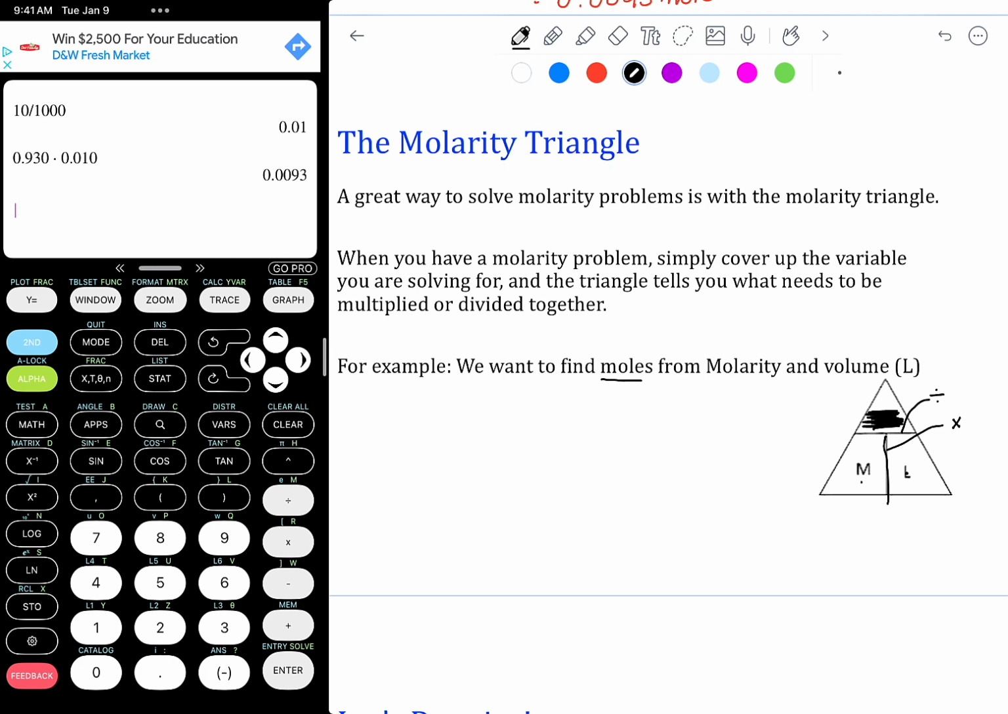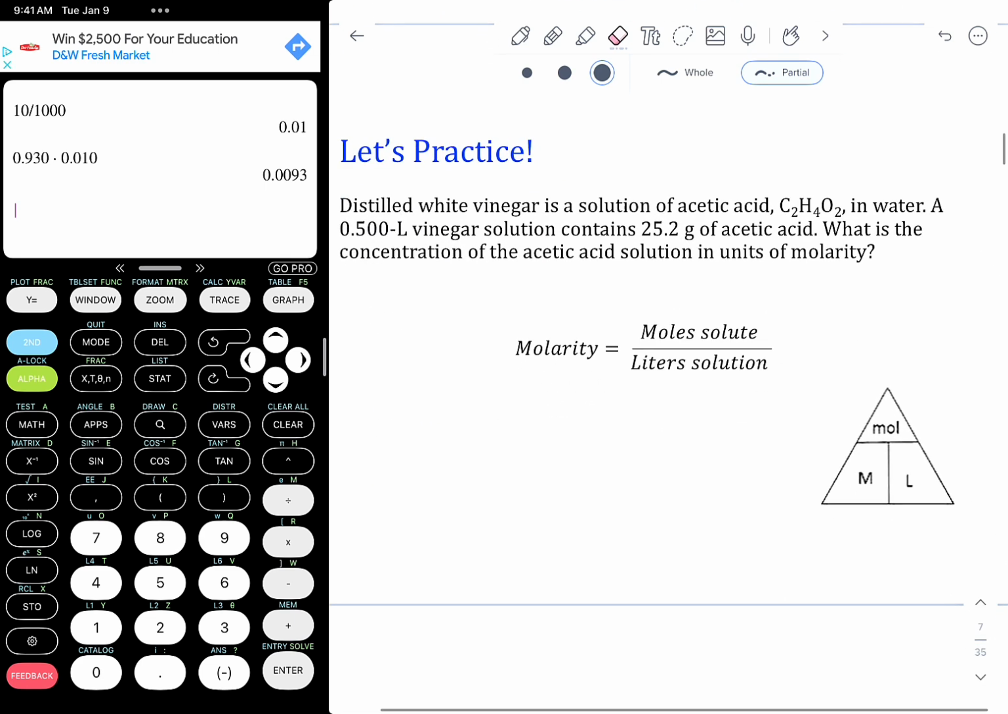And that's exactly what we did in our previous problem when we took 0.010 liters and multiplied it by our molarity of 0.930. We got out from this equation a mole value because this unit of molarity can be rewritten as moles per liter, where when we multiply the volume and the molarity together, the liter unit cancels and we're left with units of moles. The molarity triangle helps us remember what needs to be multiplied or divided in order to solve for molarity. So let's practice using that.